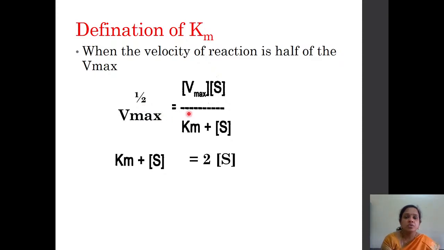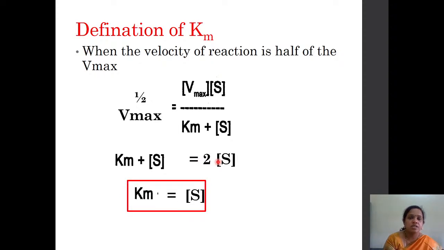So Vmax by 2 is equal to Vmax times the substrate divided by Km plus substrate. So Km plus substrate is equal to, now this Vmax will cancel off and this 2 will go here. So Km plus substrate is 2 into substrate concentration. So Km is equal to S. So how do you define that? We define Km as the concentration of the substrate when the velocity of the reaction is half of its maximum velocity.